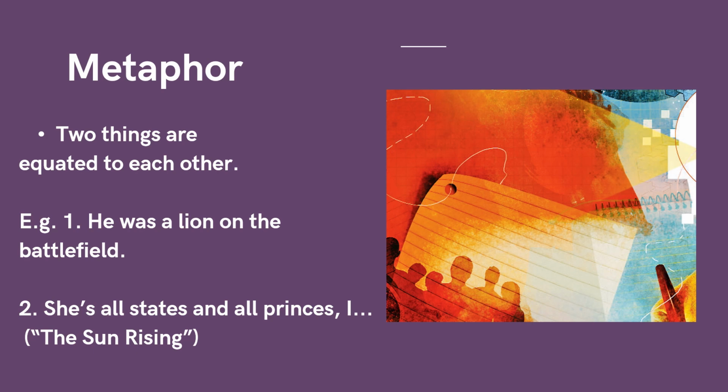And let's examine one another example. She is all states and all princes, I. This is taken from The Sun Rising by John Donne. And here the poet is comparing the heroine to states and princes. So this is the comparison, or this is metaphor.